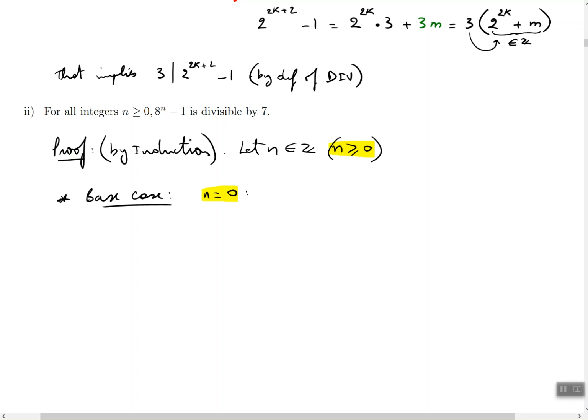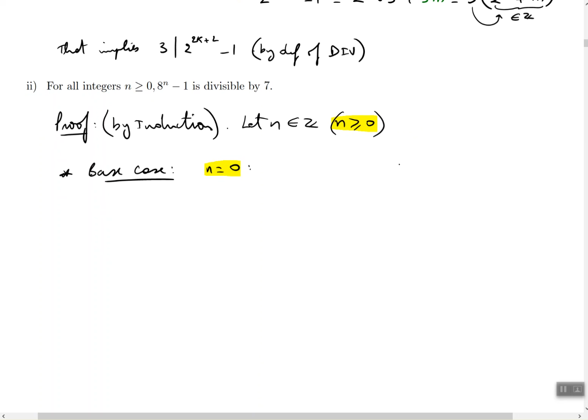So I'm back with a new problem, which is the second part of the example that we just started with. It's going to be kind of similar. It's asking us to prove that for every integer n greater than or equal to 0, 8 to the power of n minus 1 is divisible by 7. So I'm starting with proof by induction.